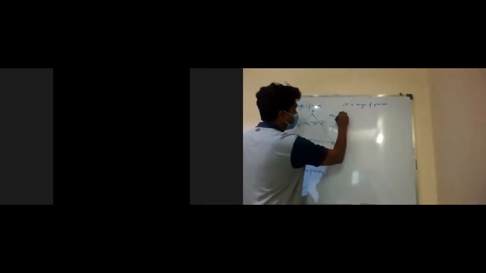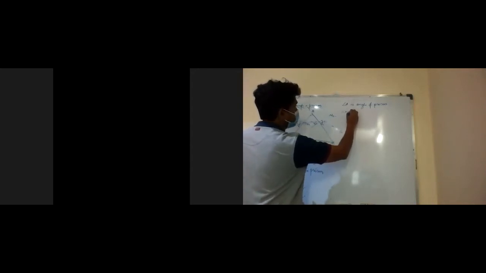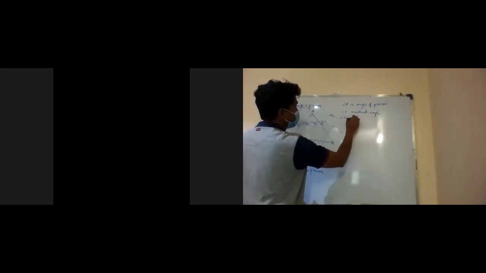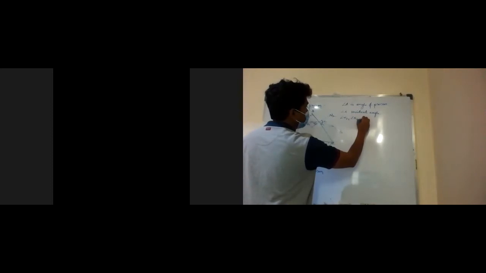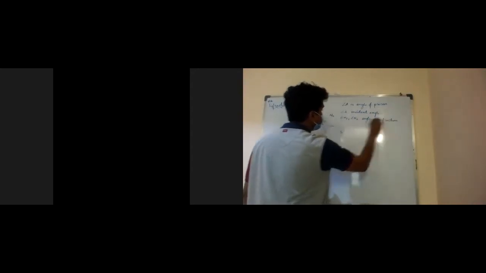Now, A is the angle of prism. Here I will write I as the incident angle or angle of incidence, angle R1 and angle R2 as the angles of refraction. Angle E is the angle of emergence.